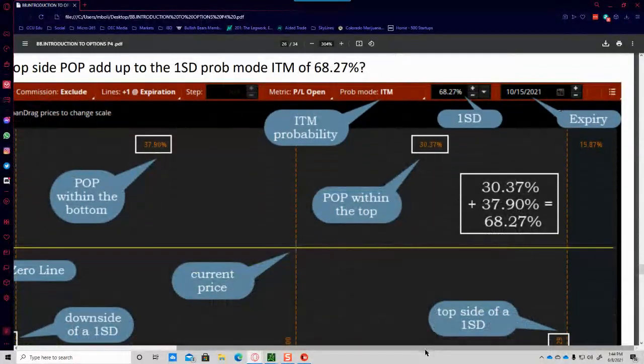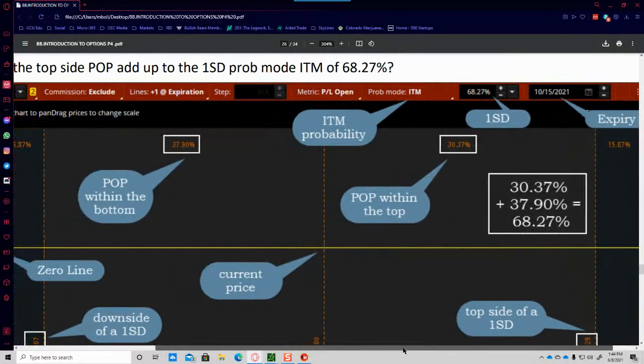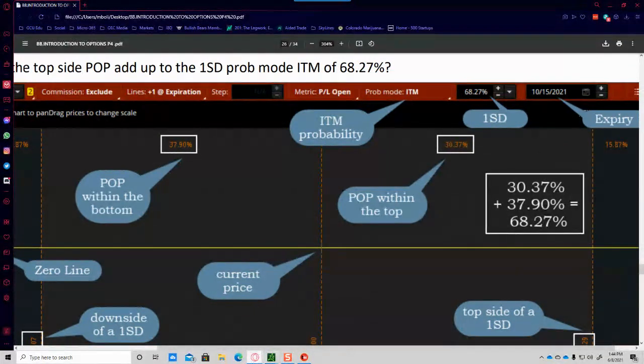When you are on the risk graph, this is your opportunity to be able to change a few things.